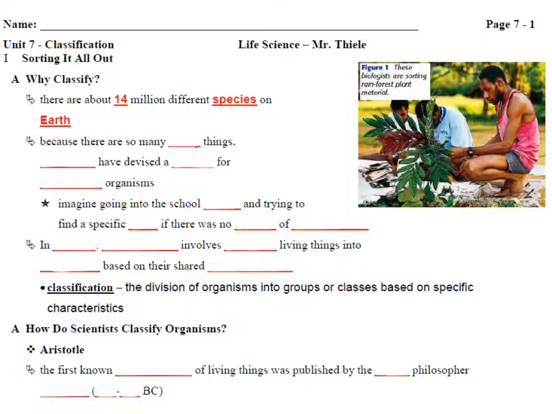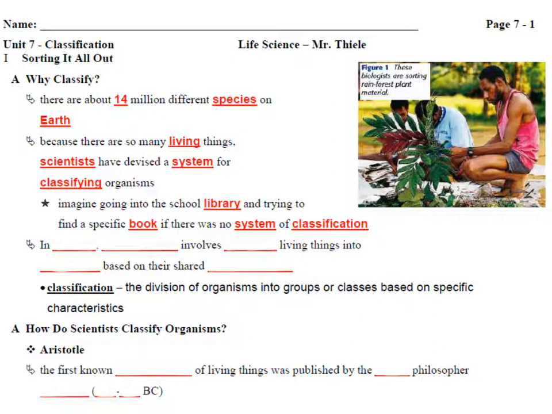Now, because there are so many living things, scientists have devised a system for classifying organisms, and this is necessary. A great example of this is if you went to the school library and you're looking for one particular book. Well, this would be almost impossible if the library did not have some system of classification so that you could find the specific book that you're looking for. So imagine going into the school library, trying to find a specific book, but there was no system of classification.